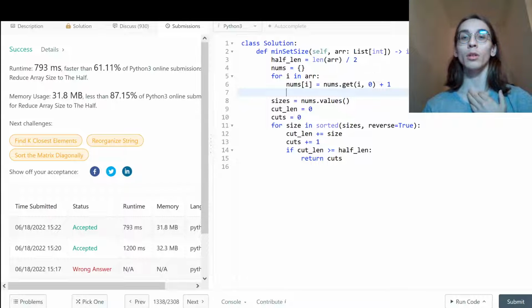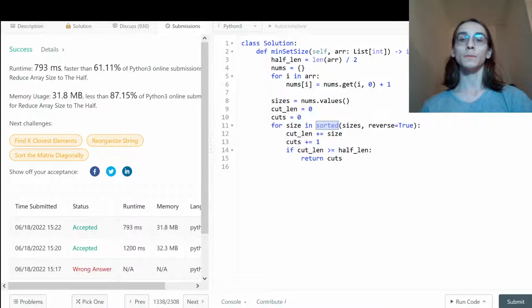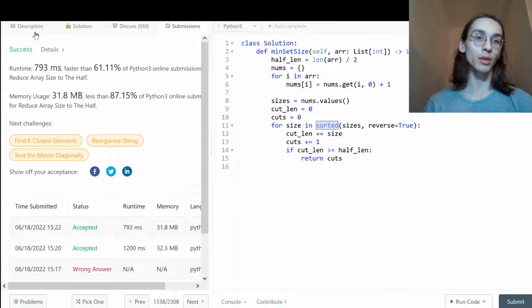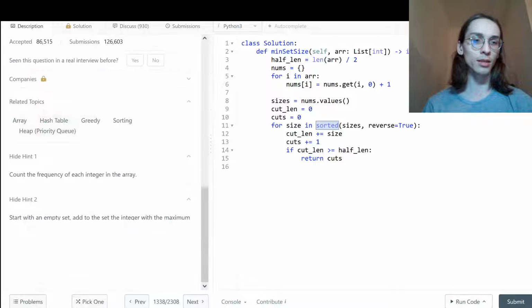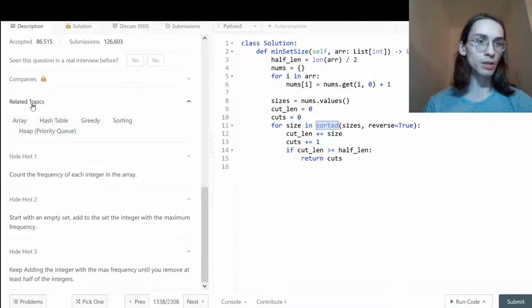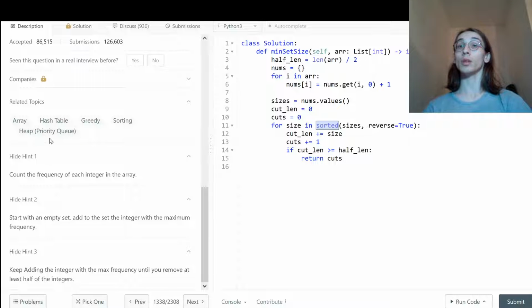You go through the array in linear space, build the dictionary, and then you sort with built-in sorting in Python, and then you just pop the ones that you get. And I realized it has that information here, related topics: heap, priority queue. And yeah, I think that is the thing that I'm supposed to use for it. I thought about it, and I had heaps in the course, but I don't really remember how to code it right now.